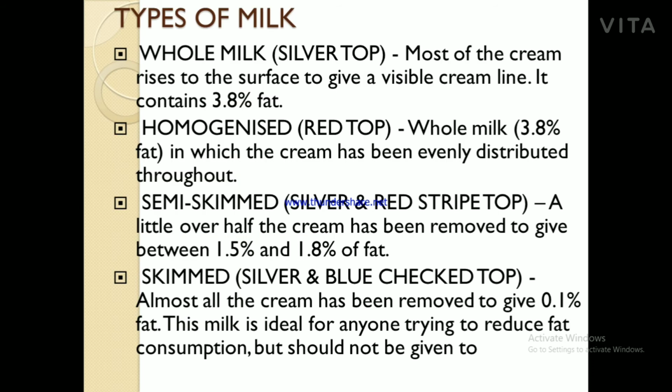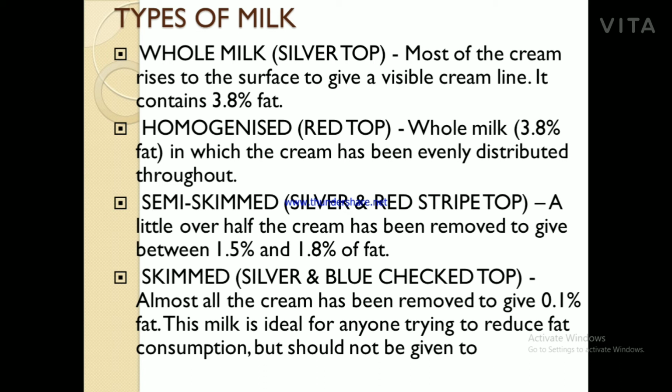Types of milk: whole milk or silver top. Most of the cream rises to the surface to give a visible cream line. It contains 3.8% fat. Homogenized milk: red top whole milk, 3.8% fat, in which the cream has been evenly distributed throughout.